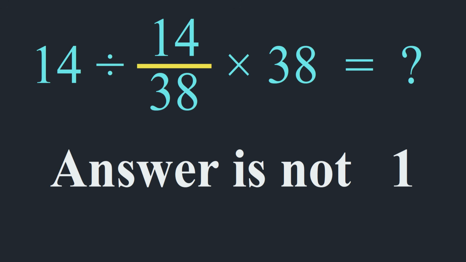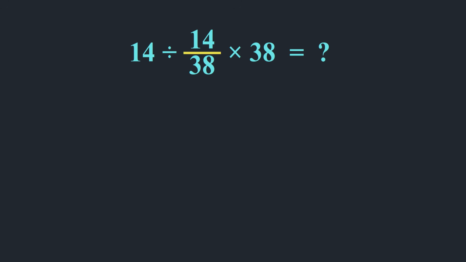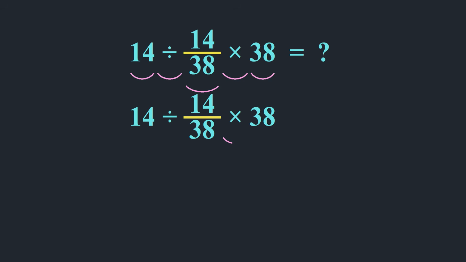Right here, right now in this video, our goal is to determine the numerical value of this statement: 14 divided by 14 over 38, then times 38. First we do this multiplication: 14 over 38 times 38. We can easily cancel this 38 and this 38. So here we have this 14 only, and 14 divided by 14 equals 1.